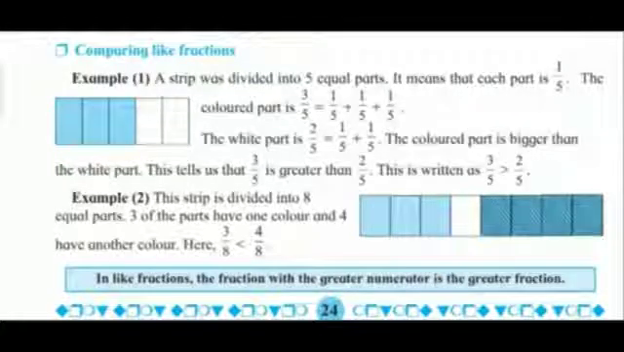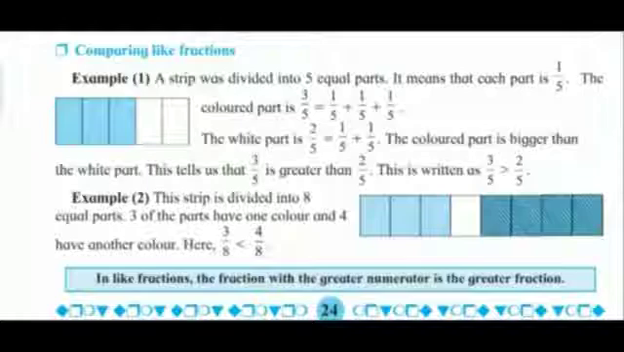Why is it 1 upon 5 plus 1 upon 5 plus 1 upon 5? Because each part is 1 upon 5, and 3 parts are colored. The white part is 2 upon 5. White part means those 2 parts which are not colored. So this white part is 2 upon 5, that is equal to 1 upon 5 plus 1 upon 5. So 1 upon 5 means each part.